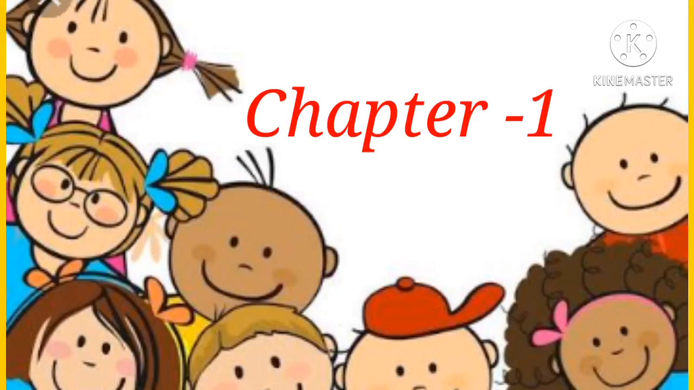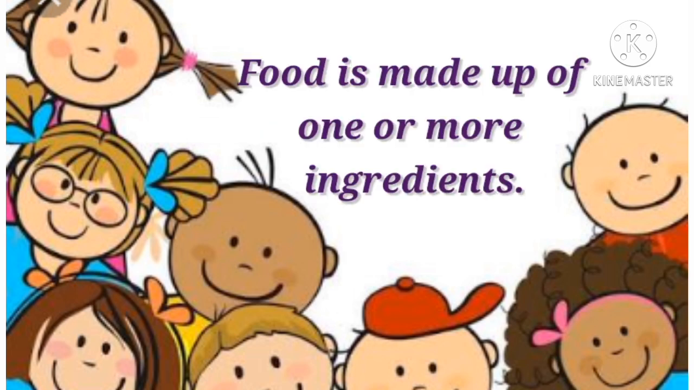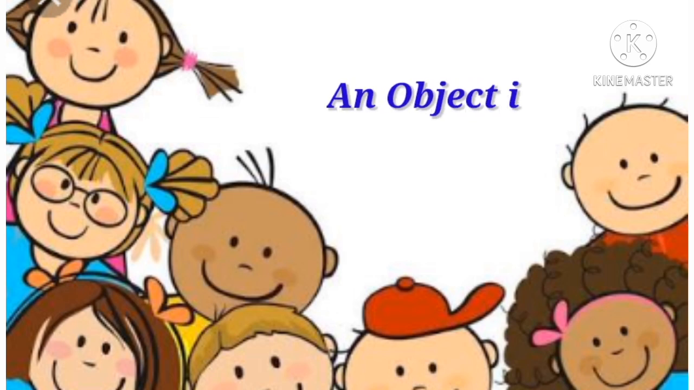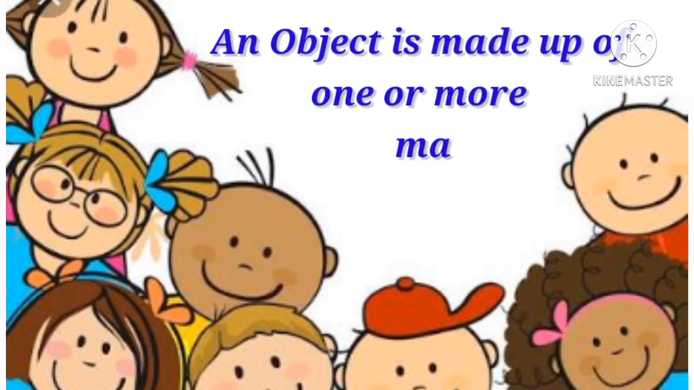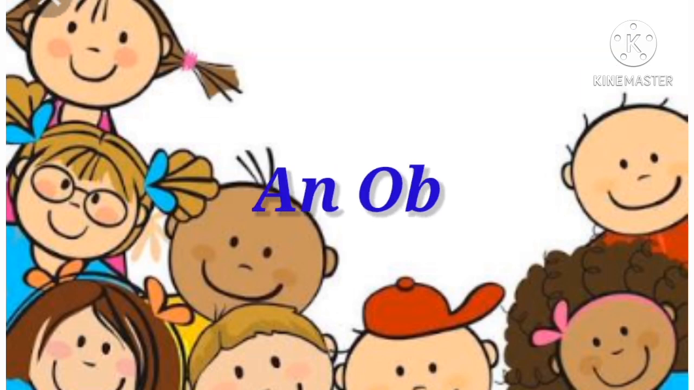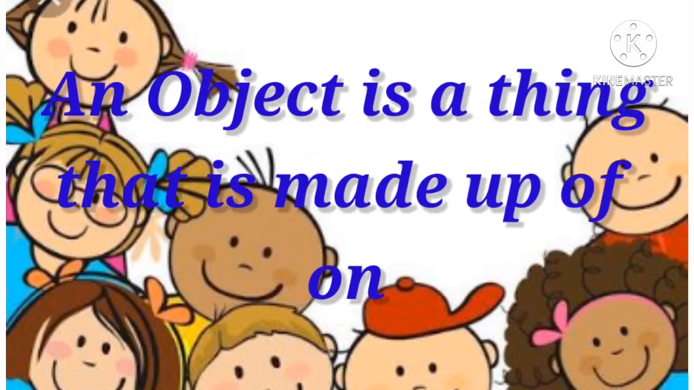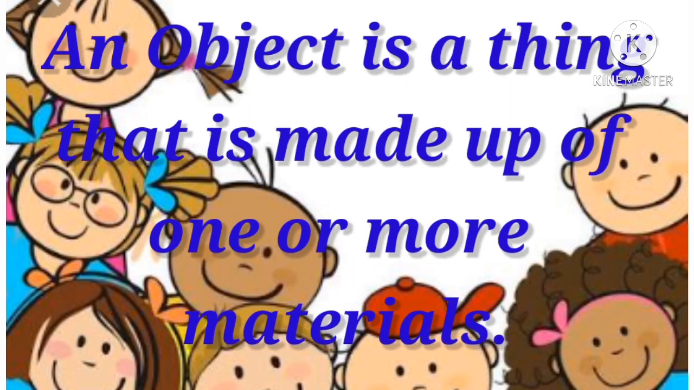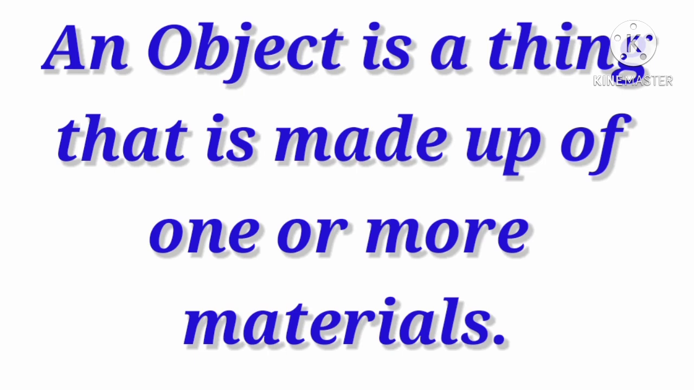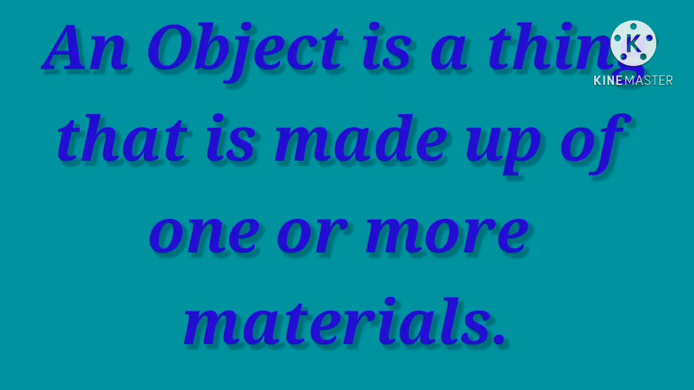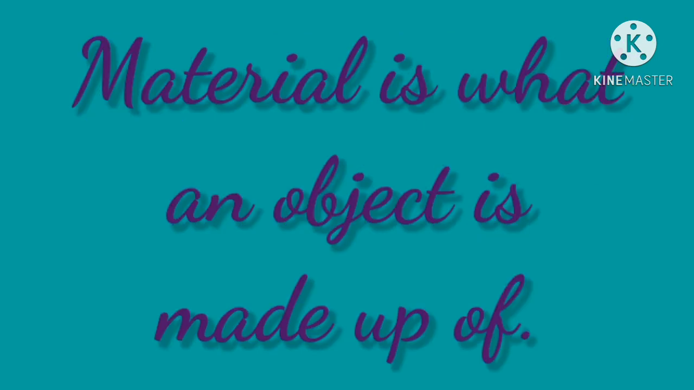Children, in chapter 1 we studied that food is made up of one or more ingredients. In the same way, an object is made up of one or more materials. So, we can say that an object is a thing that is made up of one or more materials. On the basis of this, we can also say what a material is. Material is what an object is made up of.